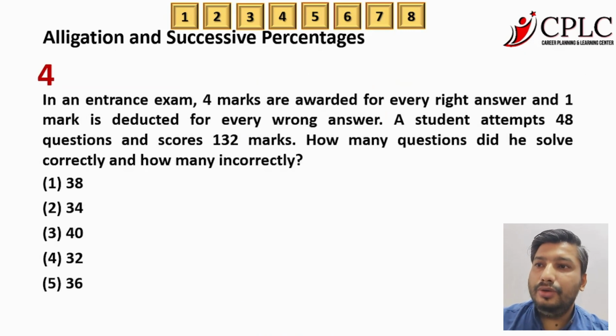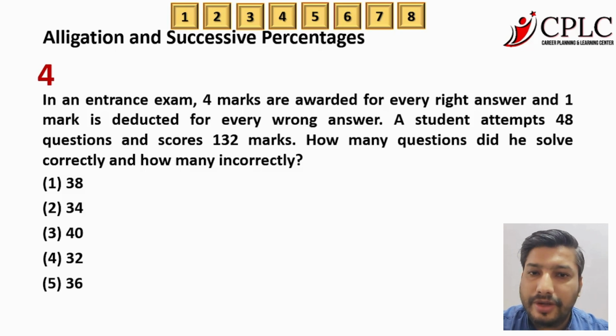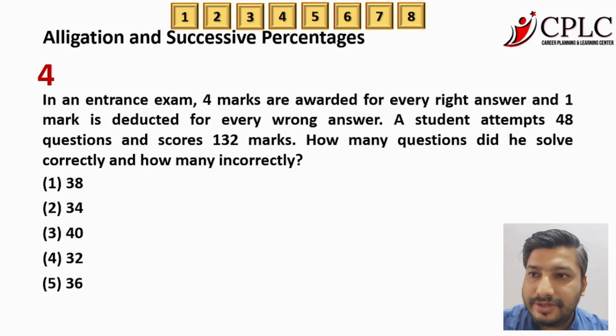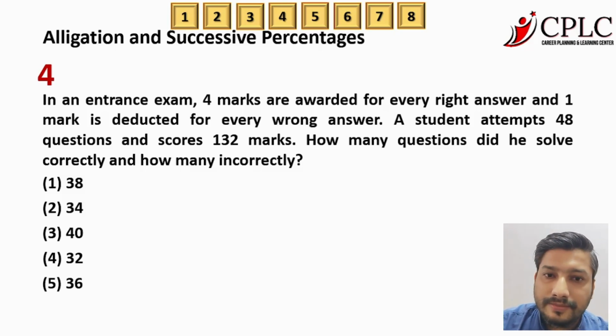Moving on to the fourth one, which says, in an entrance exam, 4 marks are awarded for every right answer and 1 mark is deducted for every wrong answer. A student attempts 48 questions and scores 132 marks. How many questions did he attempt correctly and how many incorrectly? So there are multiple ways to do that question.